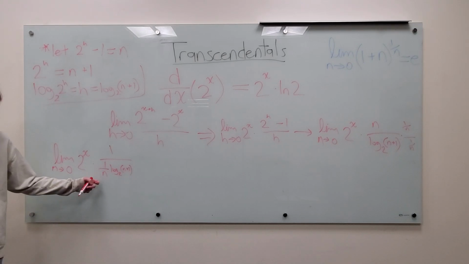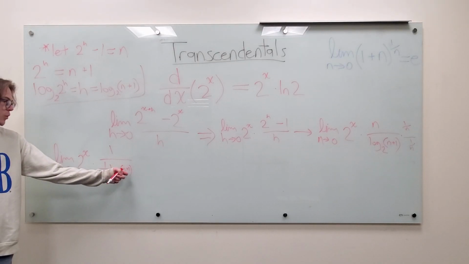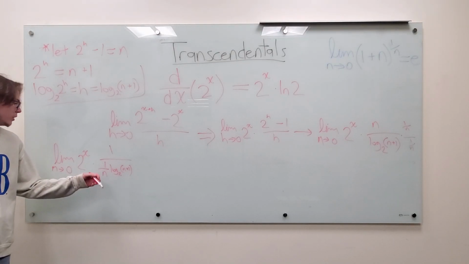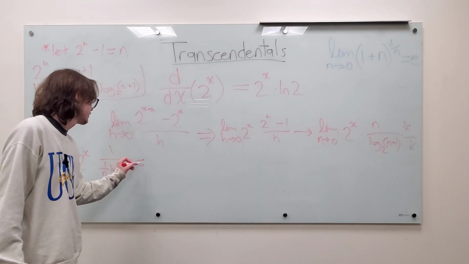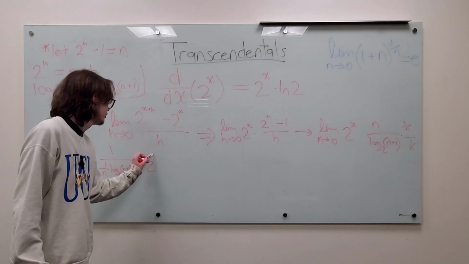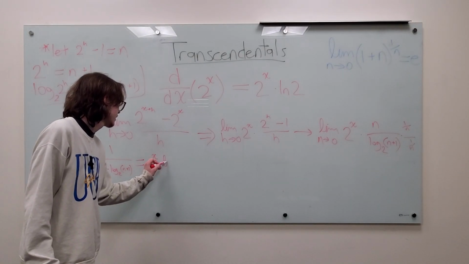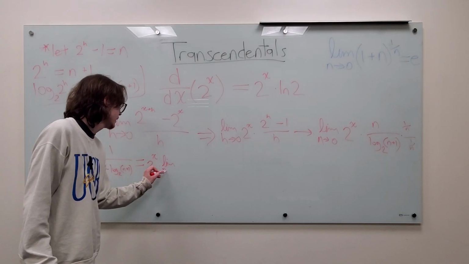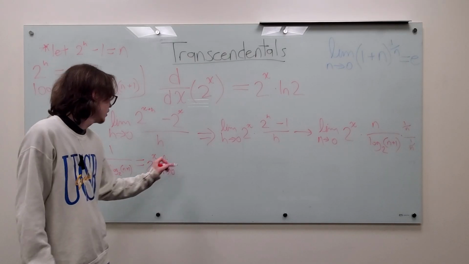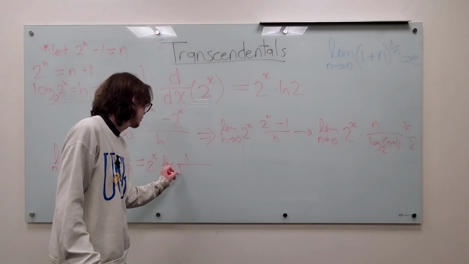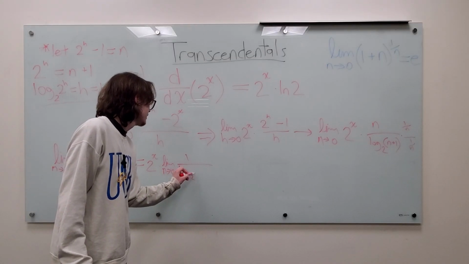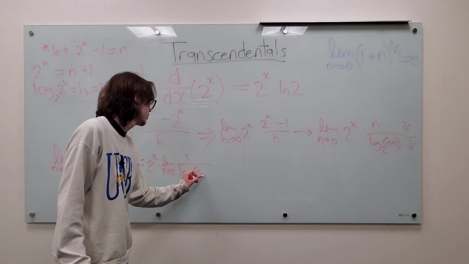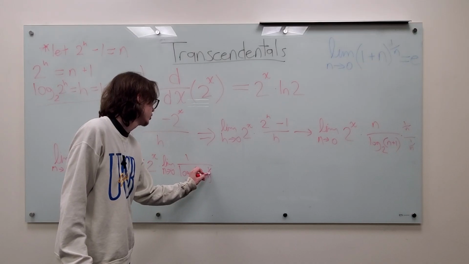All right, and we know our logarithm properties. This is going to be a power for what is inside of our logarithm. So I'll move the 2 to the x to the outside. 2 to the x times the limit as n goes to 0, 1 over log base 2 of 1 plus n all to the 1 over n.